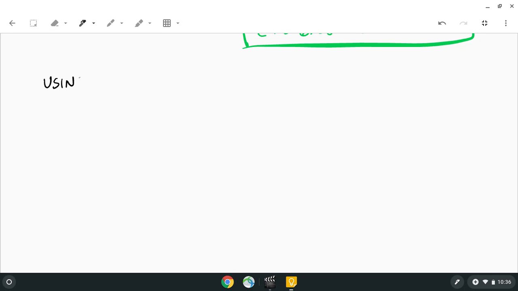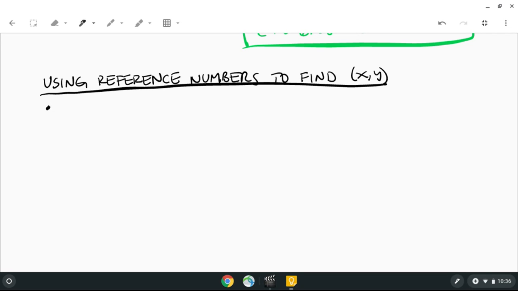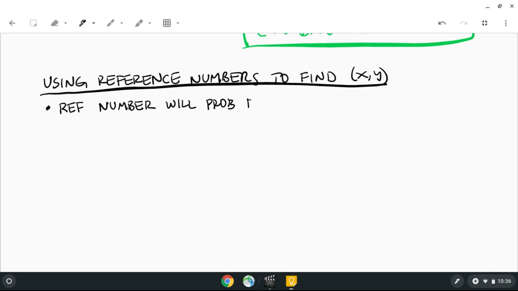So, using reference numbers to find X and Y. Your reference number will probably be a number on your chart that I asked you to memorize.